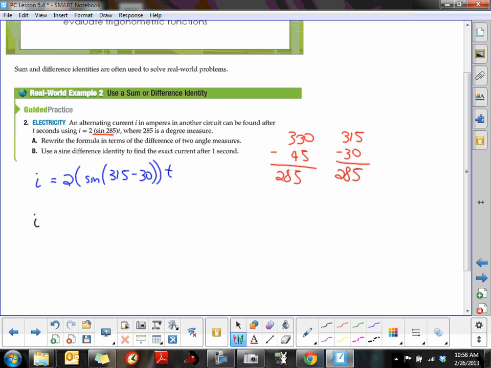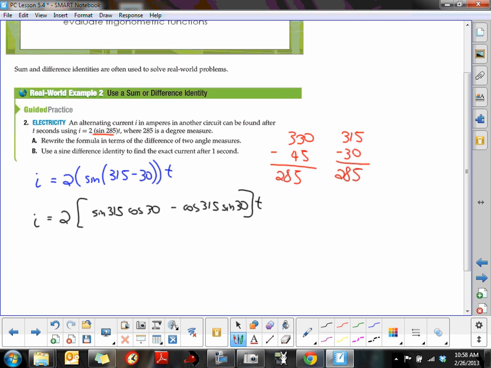So we're going to go ahead and apply the sine of a difference. This is 2, and I'm going to use square brackets instead of a double set of parentheses. Hopefully it will provide a little bit more meaning and clarity. So the sine of the first angle, which is sine of 315, times the cosine of the second angle, which is 30, then minus the cosine of the first angle, which is 315, times the sine of the second angle, which is 30, times time.